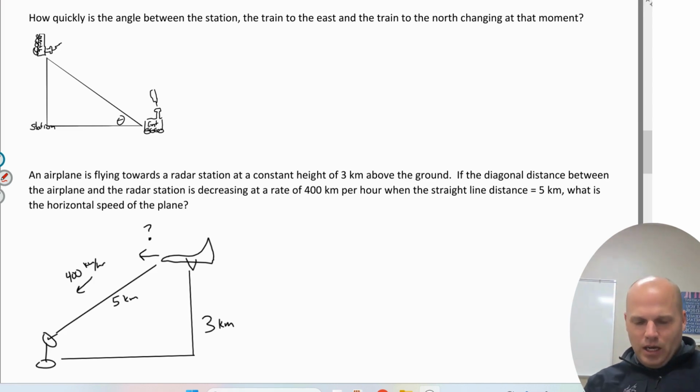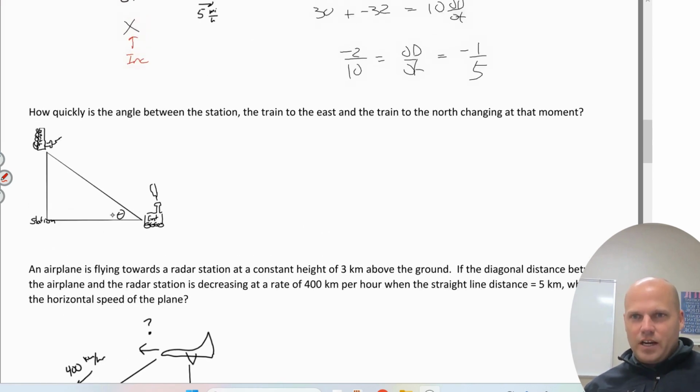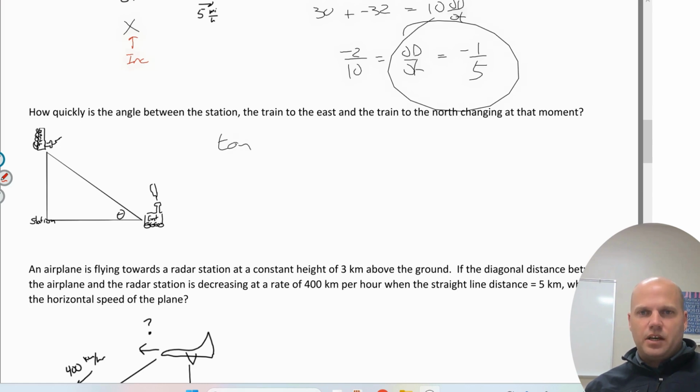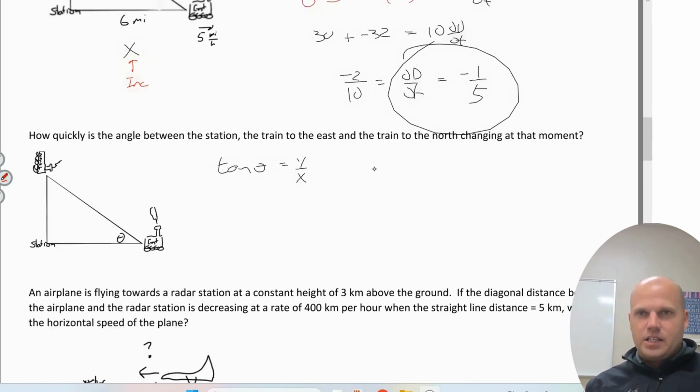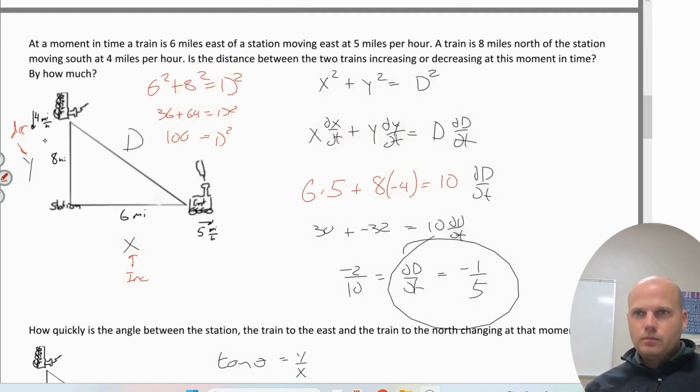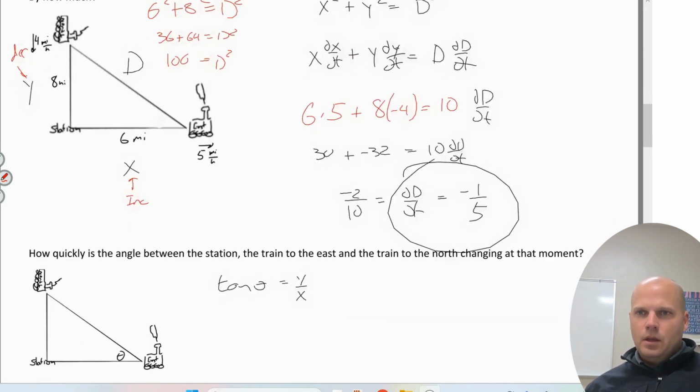But how quickly is this angle right here between the station, the train to the east, and the train to the north changing? So this angle. Since I have d dt because I found it, we could use any trig function. Go ahead and try it. I'm going to use tangent because I was given dy dt and dx dt. So I'm just going to use that and go from there.